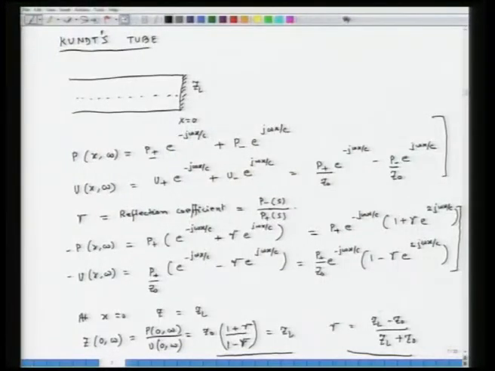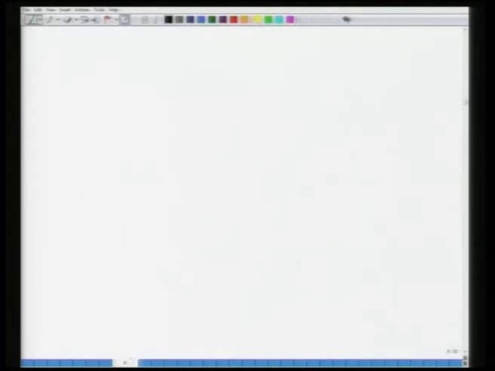So, now the question is, I started my journey with the expectation that I have to figure out what is the value of z_L. Now, if I can determine gamma, then using this relation, I can find z_L, or if I can find z_L, I can find gamma. So, then my question is, how do we find gamma?